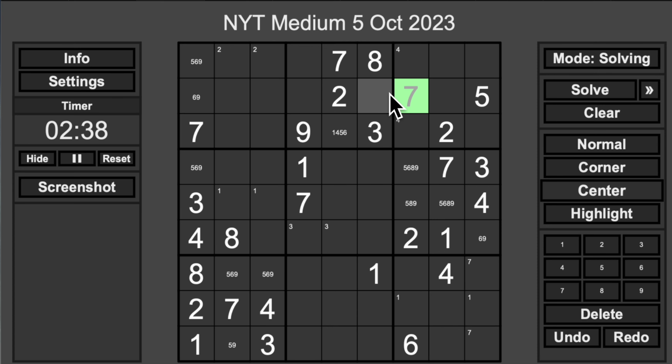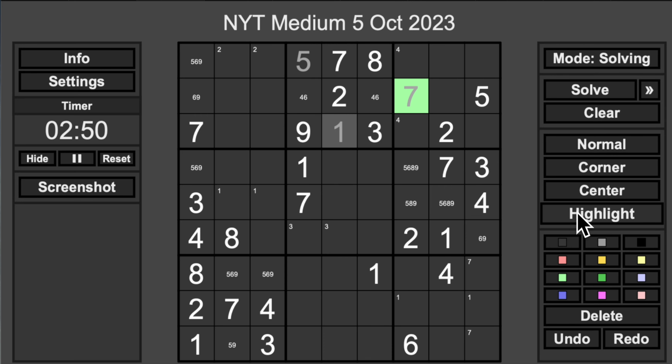But neither of these can be 5 or 1. So these are a 4, 6 pair. That means these are a 1, 5, and this one can't be 1, so I know that that's a 5. Therefore, that must be a 1. That is a 5 by placement of these two.